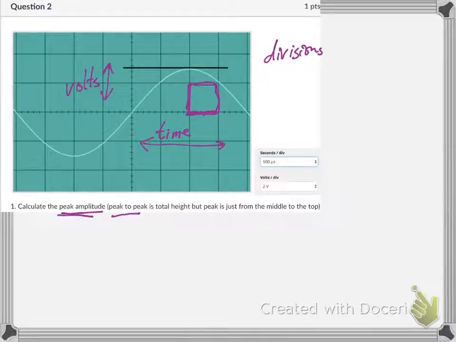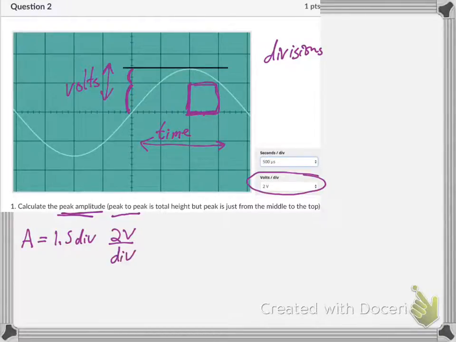And if we want to find that, we notice it's half here and a whole division there. So our amplitude is going to be 1.5 divisions, but we've got a problem here. We need it in volts. And if you look over here, it says each division is 2 volts. So I'm going to write 2 volts for every division.